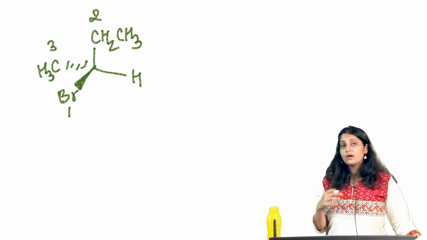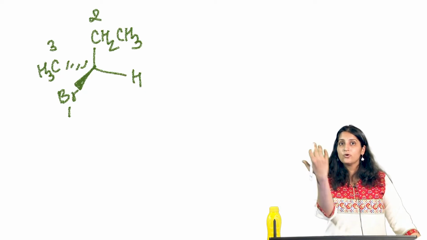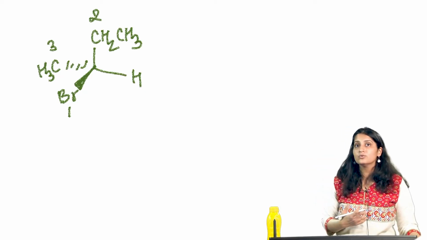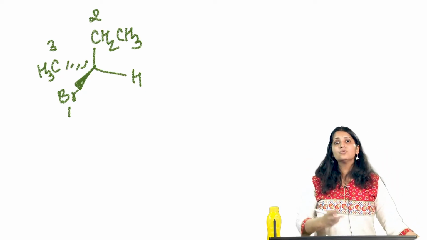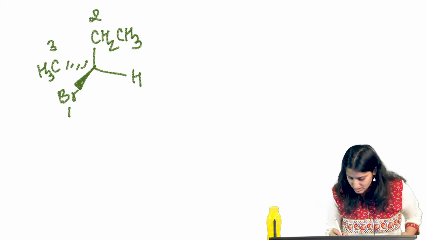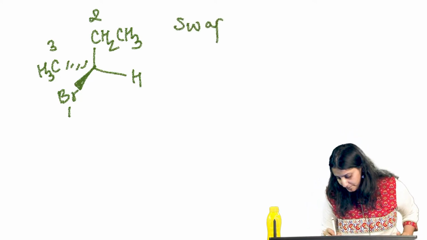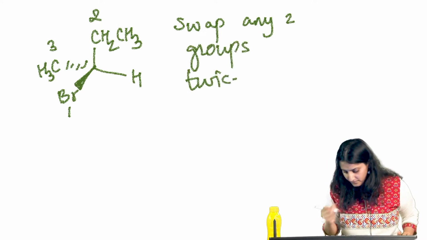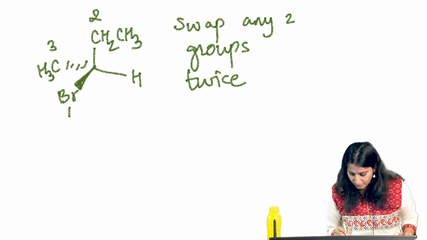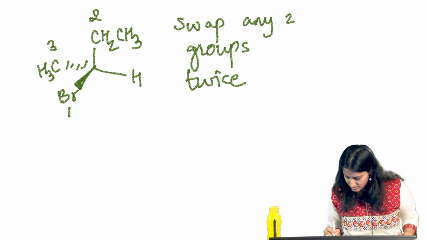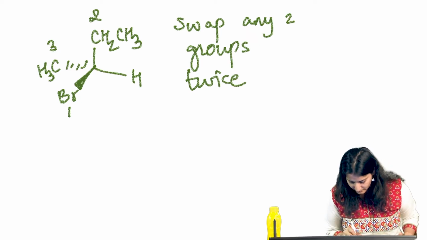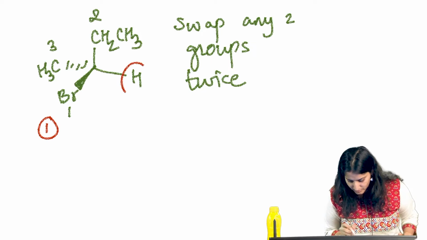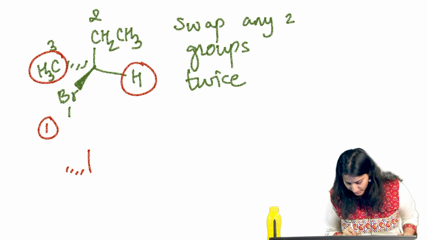Now, in order to get the hydrogen such that it goes away from me, what I am going to do is I am going to swap any 2 groups twice. Okay. So, this is important, swap any 2 groups twice. I am going to first swap. So, in my first swap, I am going to swap hydrogen and methyl such that the hydrogen goes away, which is what I really want.